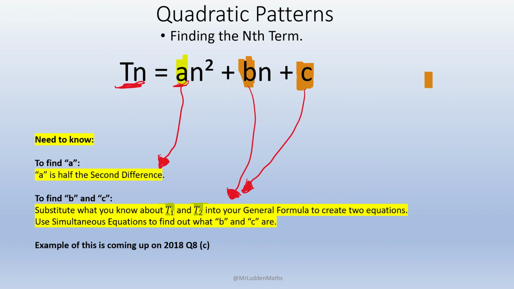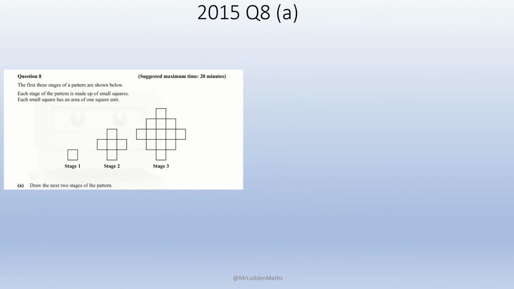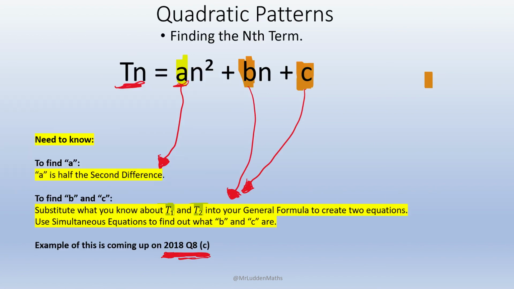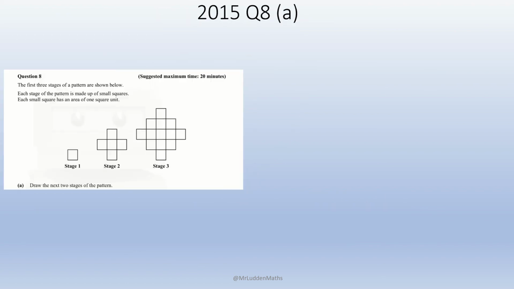An example of this came up in 2018, question 8C. So what I'm going to do now is go through that question with you, and we're going to take a special interest in the 2018 question 8C part. All right, oh, sorry, what did I say? I said 2018. That shouldn't be 2018. That should be 2015, as I've said up here. Okay, so 2015 question 8A.